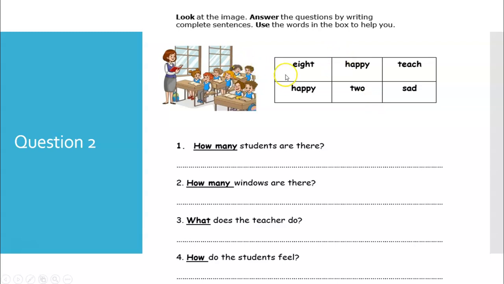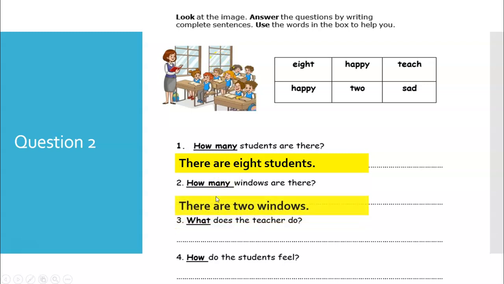The second one, same thing. You have a picture, you have words, you need to use these words to answer the questions and don't forget to look at the picture they give you. How many students are there? We can see in the picture there are 8 students. How many windows are there? Again, in the picture I can see 2 windows. There are 2 windows.